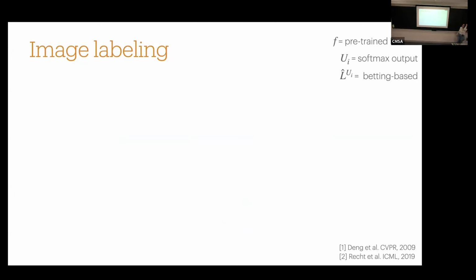Okay, so again, F is a pre-trained ResNet. For the uncertainties, we're going to just look at softmax outputs. So we're going to look at how close the softmax output is to 1 for the predicted label. And again, we're going to use the same embedding-based upper confidence bounds.